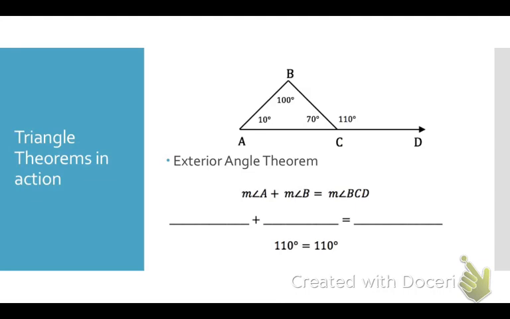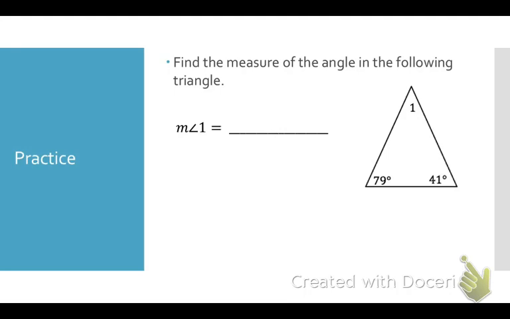The exterior angle theorem says on this same triangle that angle A, which is 10, plus angle B, which is 100, has to equal my exterior angle, which is angle BCD, which is 110. And indeed it does. Okay, so let's practice this.